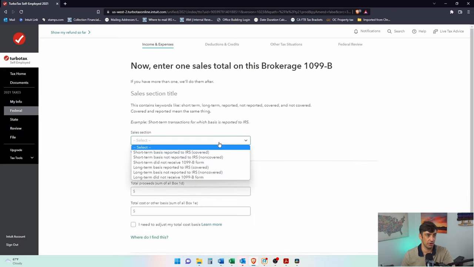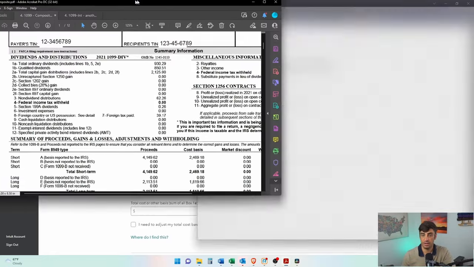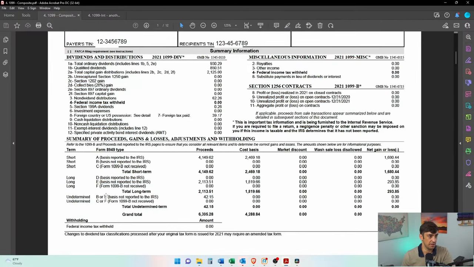So I'm just going to report it all as gain for tax purposes here. So we'll say this is short-term basis, not reported. It could either be B or E, is what this is saying. So if it's, this would be more conservative. You're going to get taxed at a higher rate if you hit the short term versus a long term. Long term capital gain rates are better, so you'll pay less tax if you do the long, but the short, you'll pay more tax.